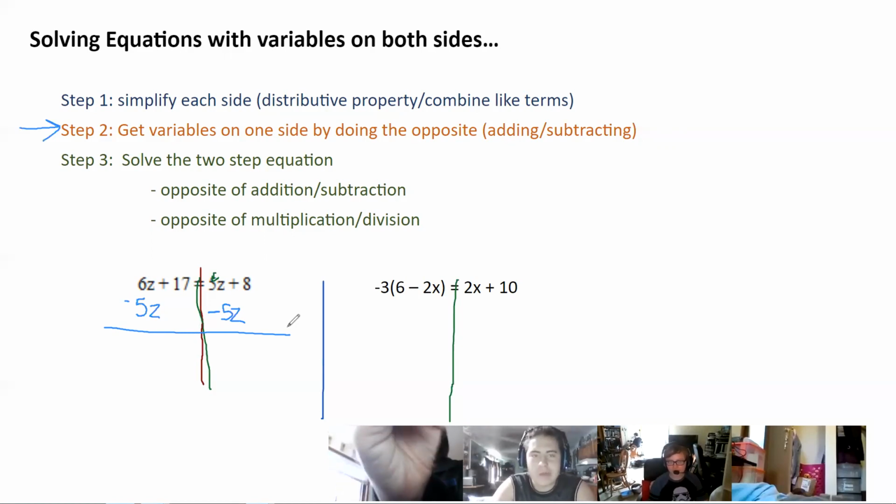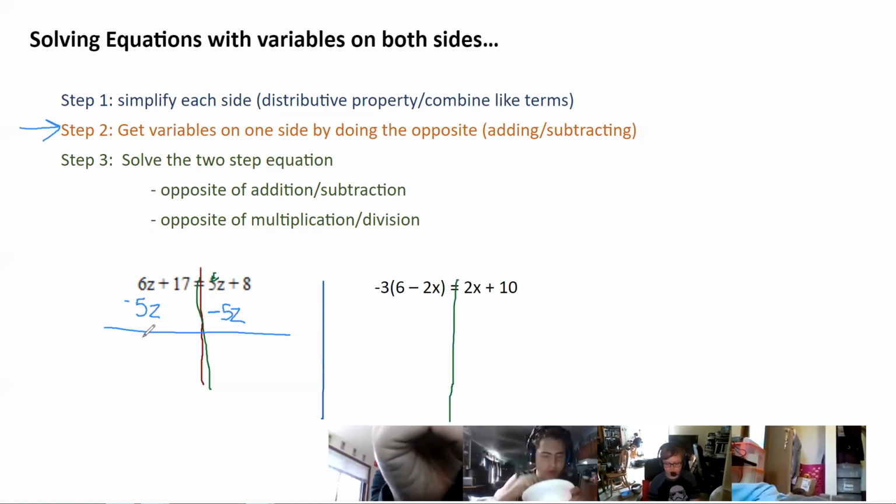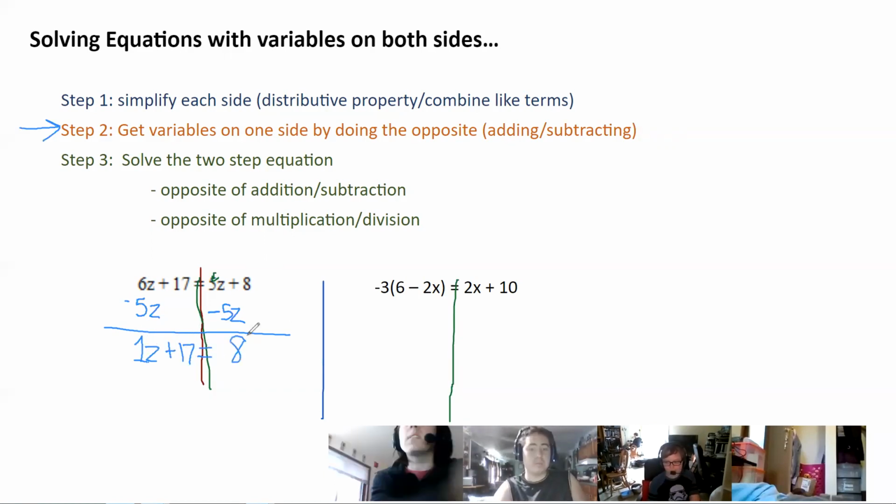So we picked on the little one, picking on the little guy there, and now we're going to bring everything down. We're left with 1Z plus 17 equals 8.